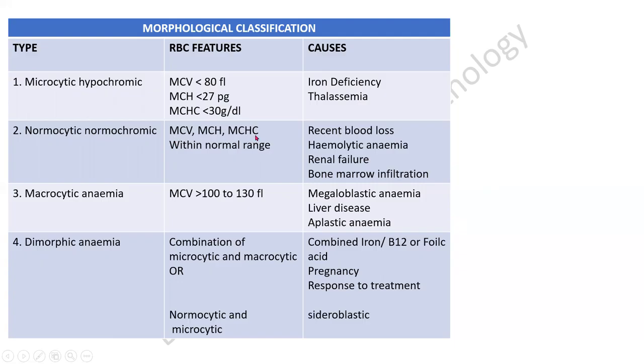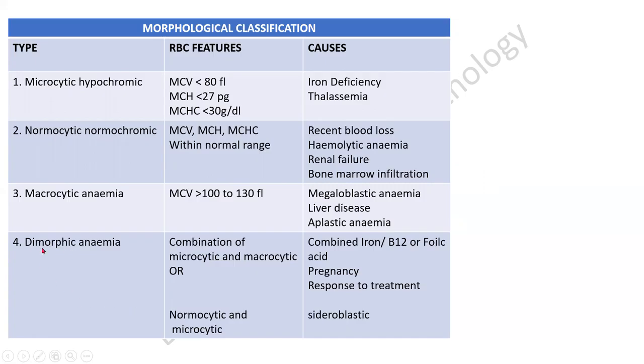In normocytic normochromic, all the red cell indices are within normal range, and it can be because of recent blood loss, hemolytic anemia, renal failure, bone marrow infiltration. Macrocytic anemia is when the size is more than 100, up to 130 femtoliters. Up to 80 is supposed to be normal, but then it is massively increased. It happens in megaloblastic anemia, liver diseases, as well as in some aplastic anemias.